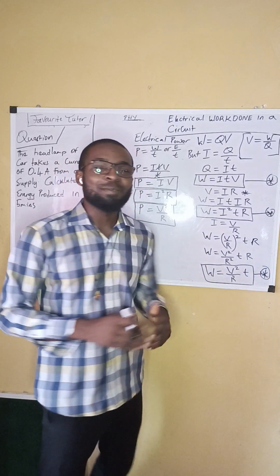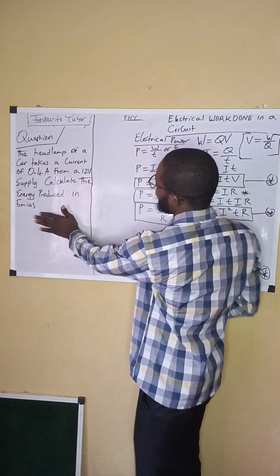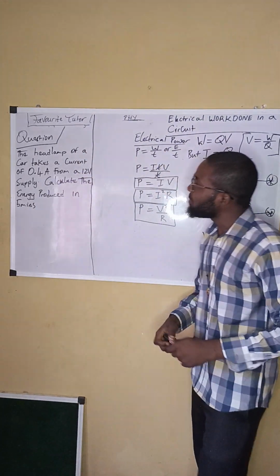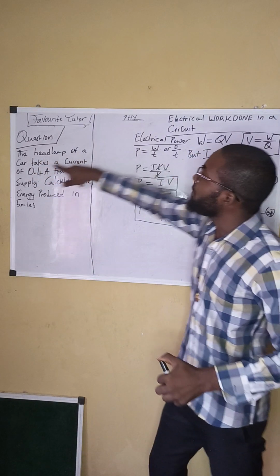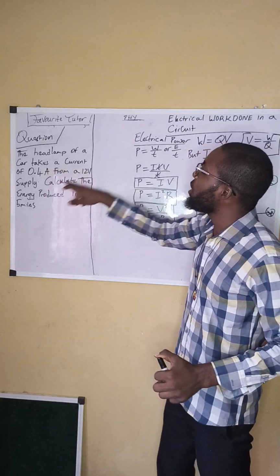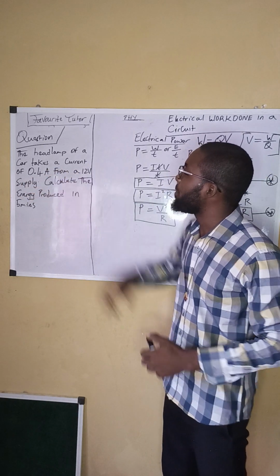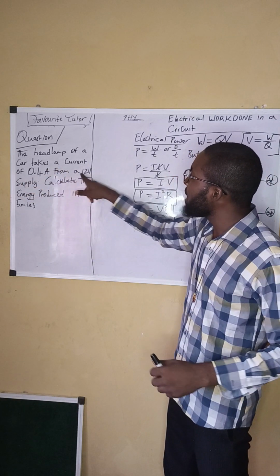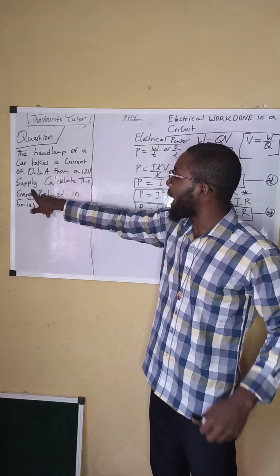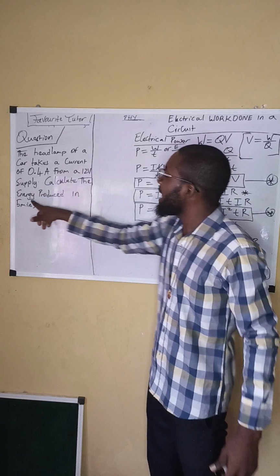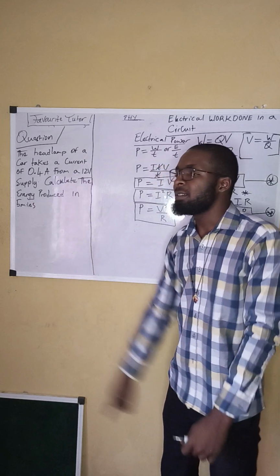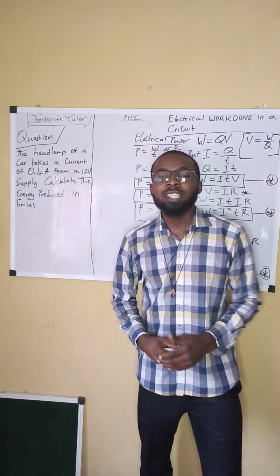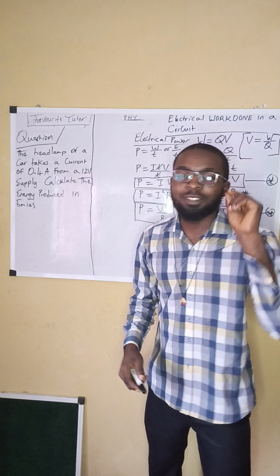Very, very simple. Okay, I have a question on the board. It's a very wonderful question. Yeah, we are going to solve it. It says, the headlamp of a car takes a current of 0.4 ampere from a 12 volts supply. Calculate the energy produced in 5 minutes. So we are looking for energy produced in 5 minutes.